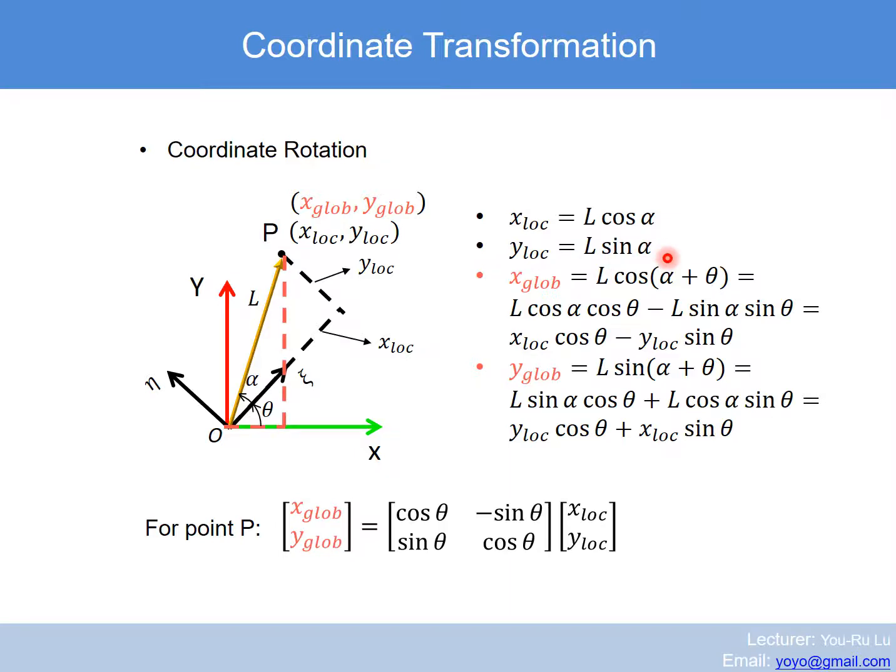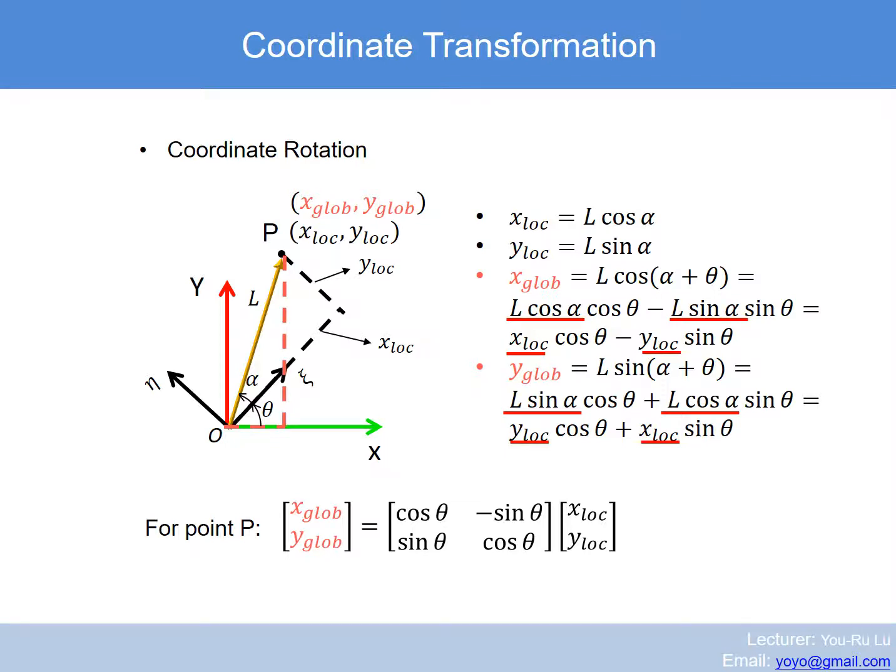But here we also know that the angle difference between local and global coordinates is theta. So we can use trigonometry again to find x global equals L cosine (alpha plus theta) and y global equals L sine (alpha plus theta). And you will notice that we can substitute L cosine alpha and L sine alpha with x local and y local. Great! Now we get a relationship between local and global coordinates.